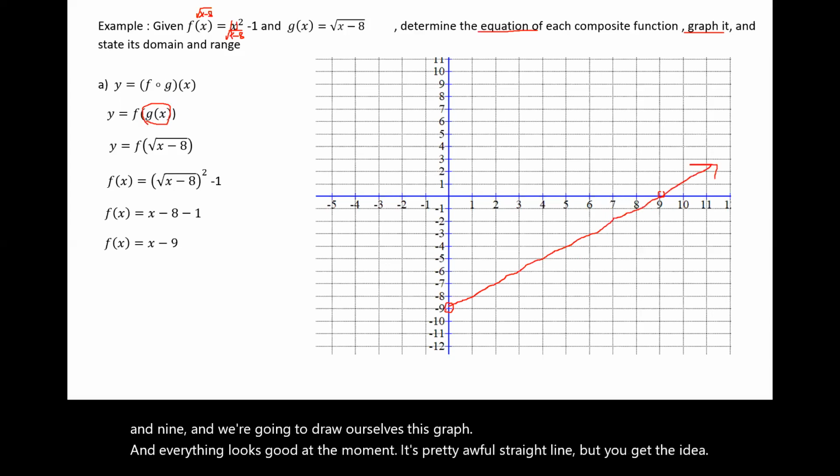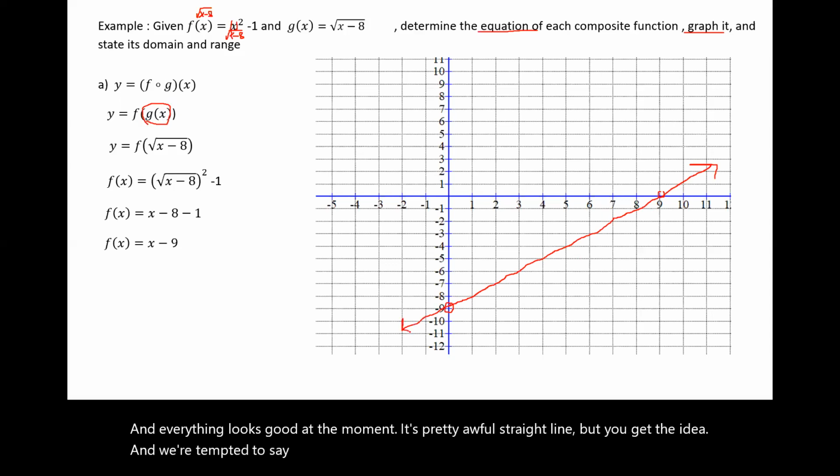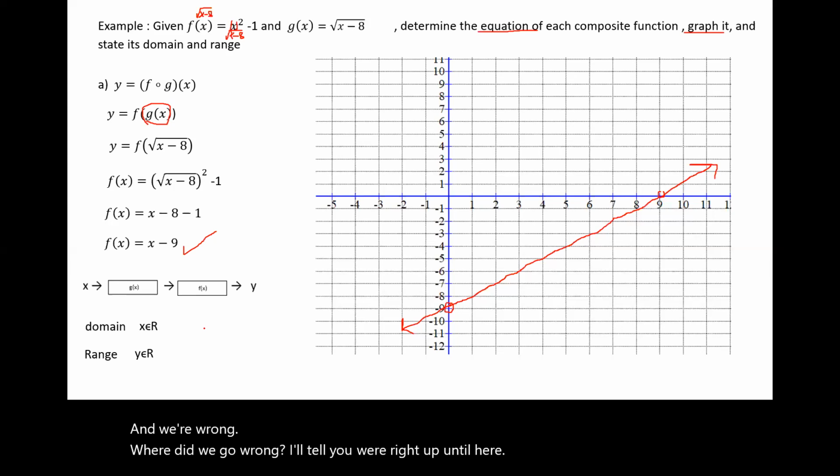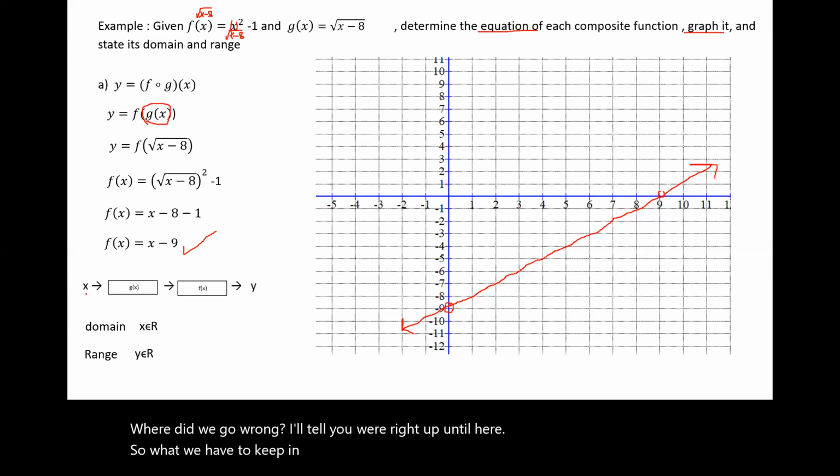And we're tempted to say that's our answer. And then we'll calculate domain and range, and it looks like the reals. And we're wrong. Where did we go wrong? I'll tell you, we're right up until here. So what we have to keep in mind is you're putting x into the g of x function first. G of x is the inside function.